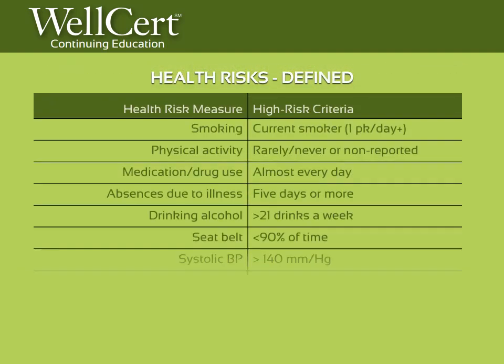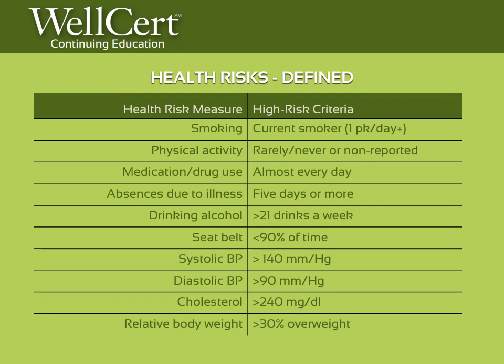Now, health risk defined, these are the most common thresholds for someone who's at risk. So if you're less than 90% of the time for seatbelt use, you are a high risk individual. If your systolic BP is over 140 millimeters of mercury, you're at high risk. If your diastolic is greater than 90, you in fact are at high risk.